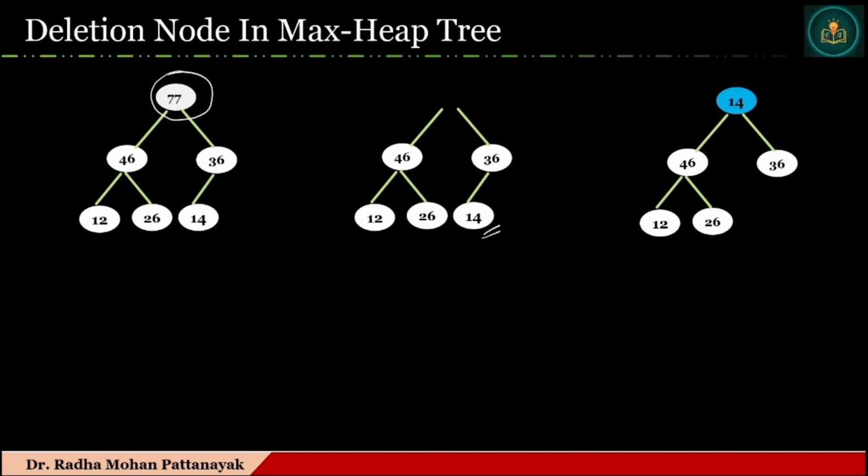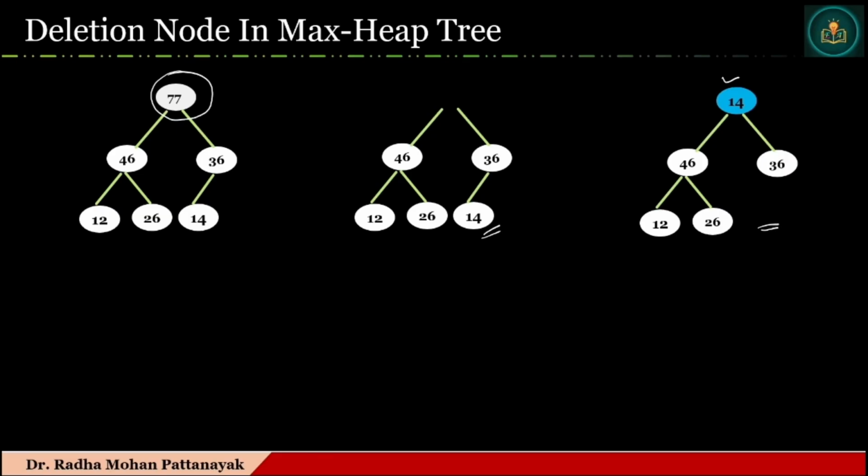Clear? But here the question is, why only the last leaf node and not the other nodes in the tree? The reason is, if we replace with the last leaf node, it will not change the property of a complete binary tree. See, I replaced the root with 14. So it will not cause any problem in the order of the tree, right? But if I replace with 46, then 46 will become blank. So it will break the complete binary tree rule. But you can observe here, after replacing the root with the last leaf node, the problem of the complete binary tree is solved. But it is not satisfying the max heap tree property. See here, the value of 14 is less than 46 and 36, right?